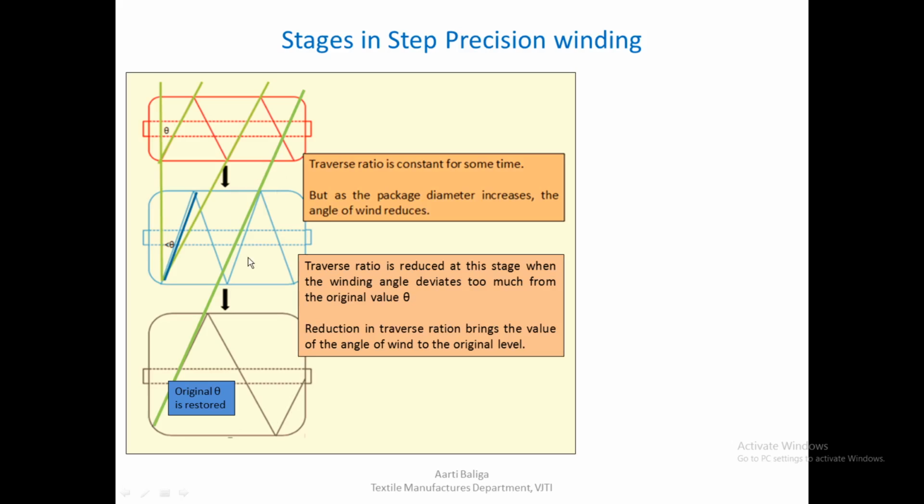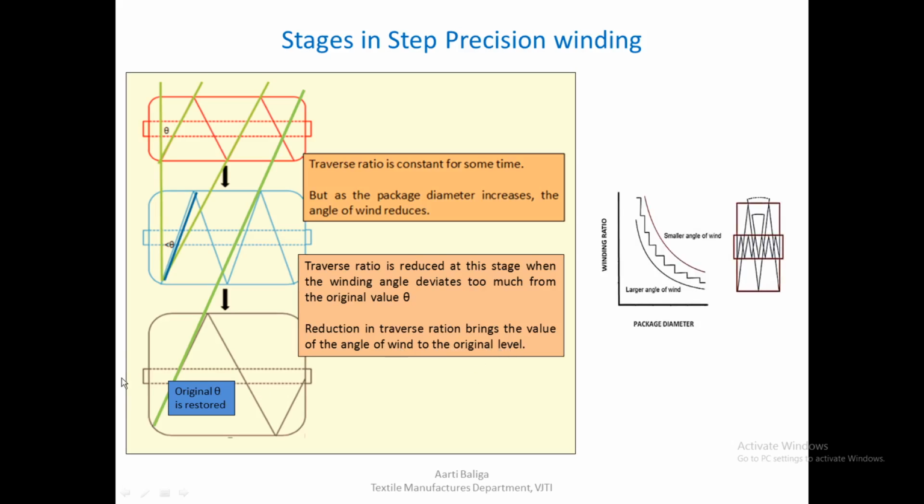So what we see from this is that as the package diameter increases, at frequent intervals we may have to reduce the traverse ratio to maintain theta. The traverse ratio is reduced at this stage when the winding angle deviates too much from the original value, that is theta. Reduction in traverse ratio brings the value of the angle of wind back to its original level. So this is what is done. In step precision, it is tried that the angle of wind remains constant.